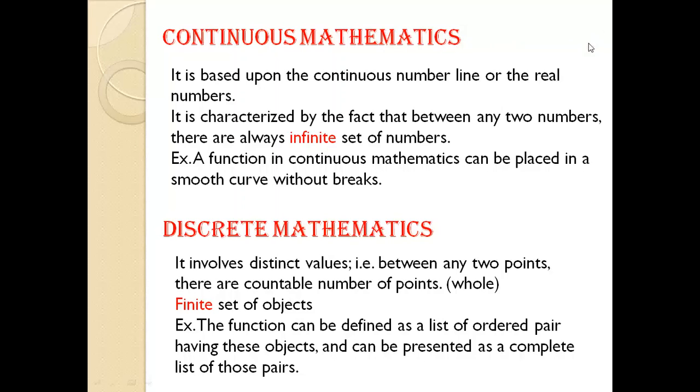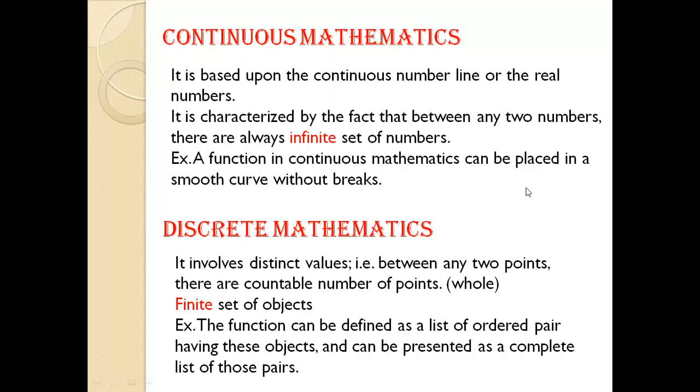Consider one line having 2 points, 5 and 10. So how many numbers are there in continuous mathematics? There are many numbers, we say infinite numbers between 5 and 10, like 5.1, 5.5, 5.55, 6.10, 7.1, 7.11. So many numbers between 5 and 10.